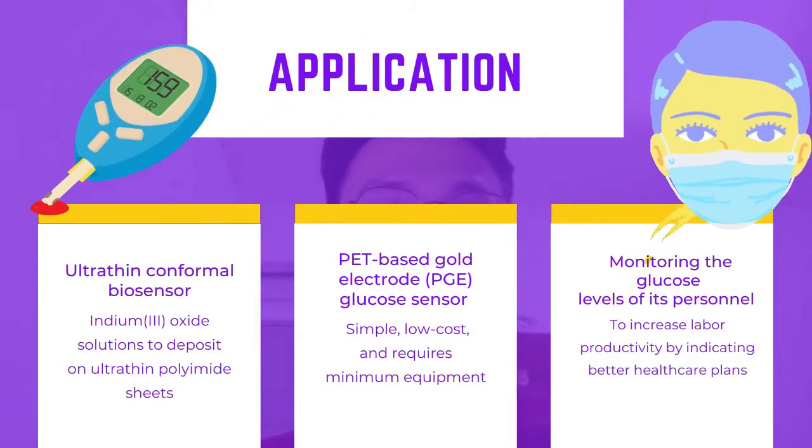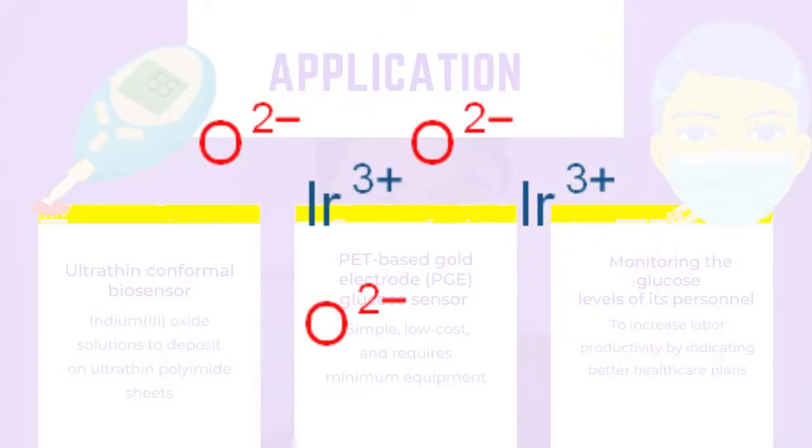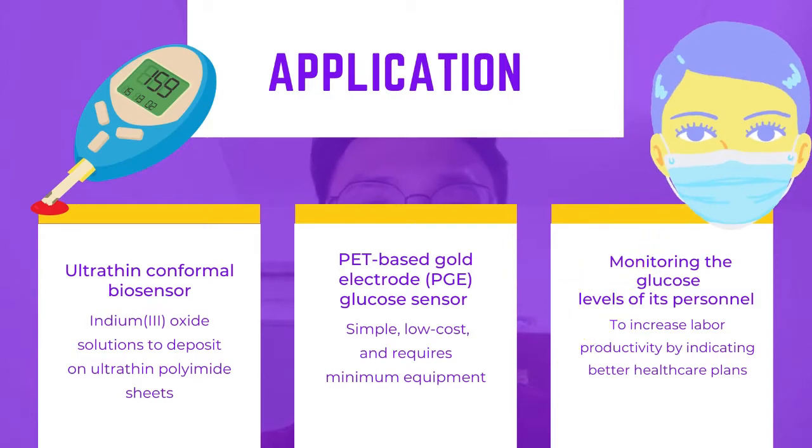Another study uses indium trioxide solution to deposit ultra-thin polymer sheets to construct a printable ultra-thin conformal biosensor. The ultra-thin polymer layer allowed for extremely conformal interaction with curved surfaces, while the high-density indium trioxide allowed for chemical modification with target-specific functional groups. The sensor may be used in everyday life as well as at the industrial level.